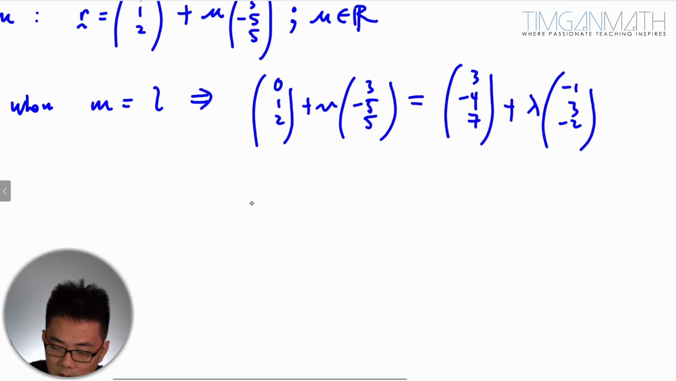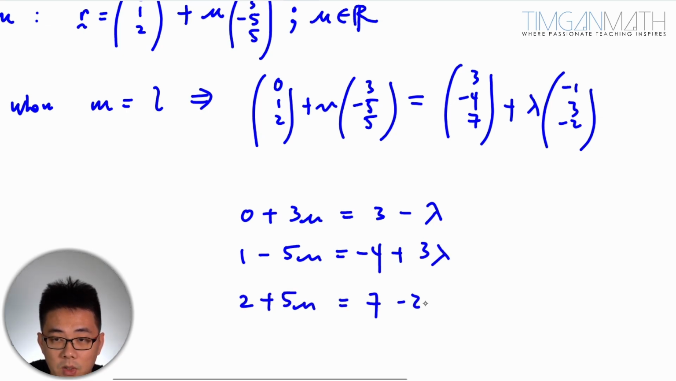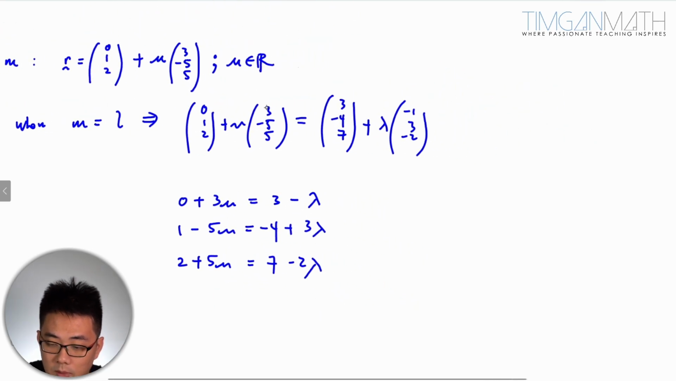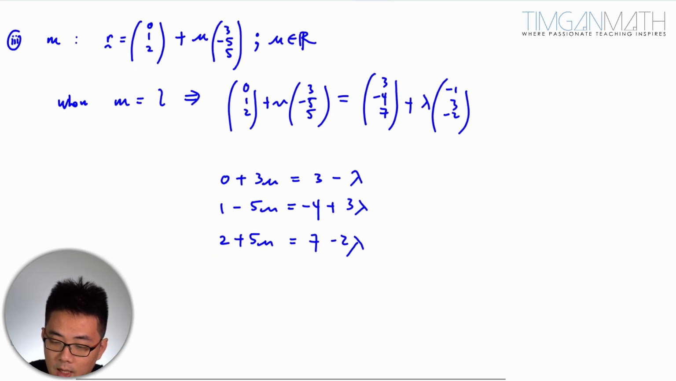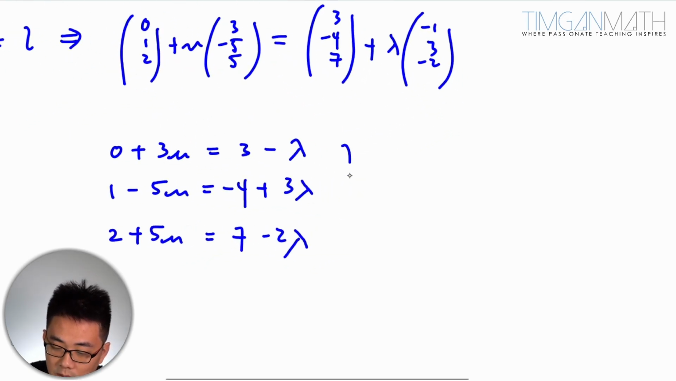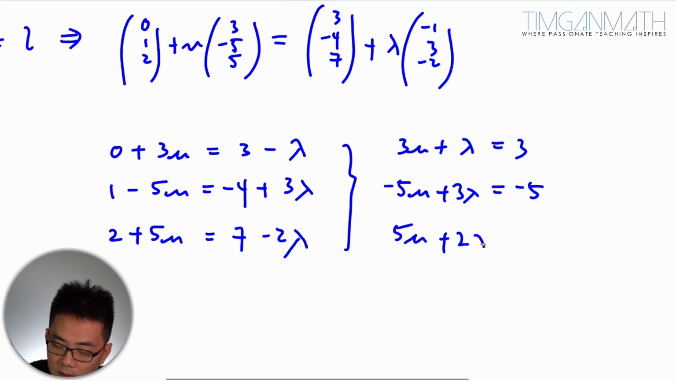Then what we're going to get is 0 plus 3 mu equals 3 minus lambda; 1 minus 5 mu equals -4 plus 3 lambda; and 2 plus 5 mu equals 7 minus 2 lambda. You just write down what is given at the top. Rearrange them and we'll see whether, from the GC, we can get a unique solution for these equations. If we do, then we are pretty much safe because they're intersecting. So this is 5 mu plus 2 lambda equals 5.